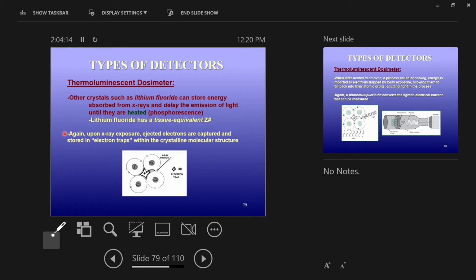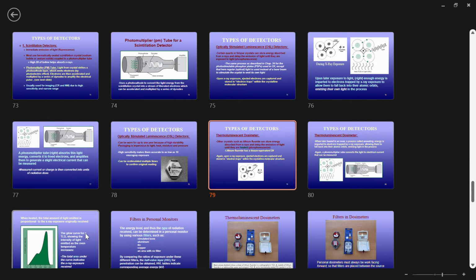Same thing happens though. Upon X-ray exposure, ejected electrons are captured and stored in electron traps within the structure of the material. Same exact process. Just a different material, and upon stimulated emission, it's sensitive to heat instead of optical wavelengths.